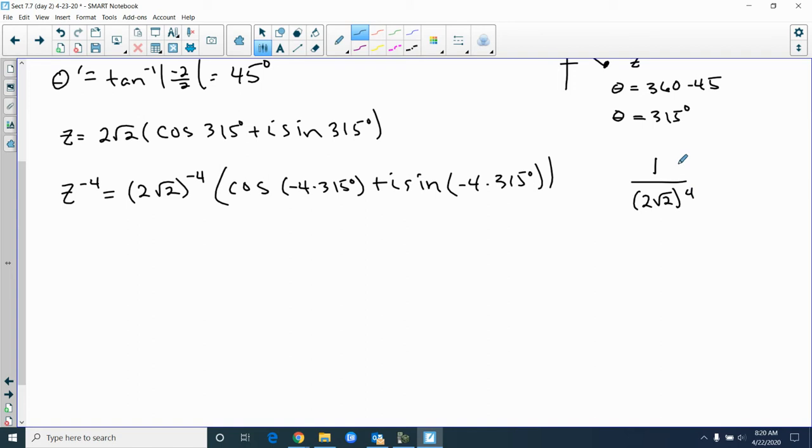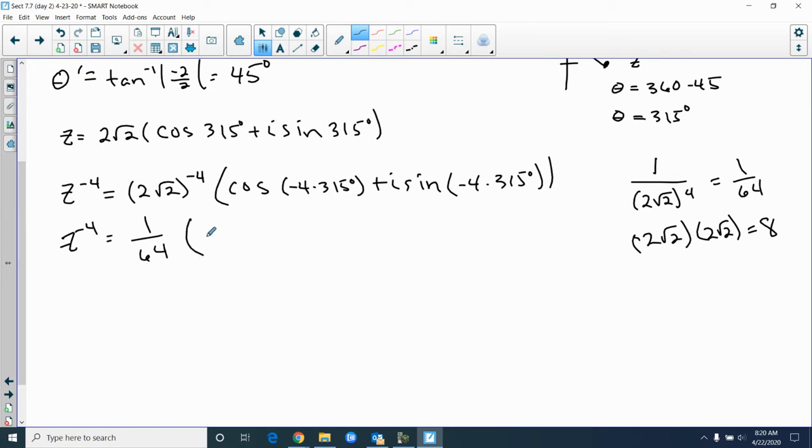And what's that going to be? Well, we can do this without a calculator. It's not too bad. So just do 2 square root of 2 to the 4th. Well, what's 2 square root of 2 times 2 square root of 2? 2 times 2 is 4. Square root of 2 times square root of 2 is 2. That's 8. So that squared is 8. We got 4 of those, so it really becomes 8 times 8. 1 over 64. So z to the negative fourth is 1 over 64.